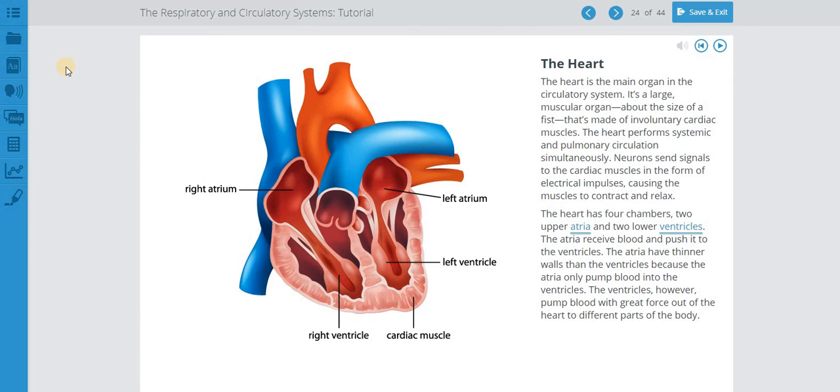Then, of course, there's the heart. You've already studied it, but I want to remind you there are 4 chambers in the heart, 2 atriums and 2 ventricles. The heart has a different type of muscle. It's called cardiac muscle. It's not the same as the muscles we find in the veins and the arteries. And it's designed more for continual use.